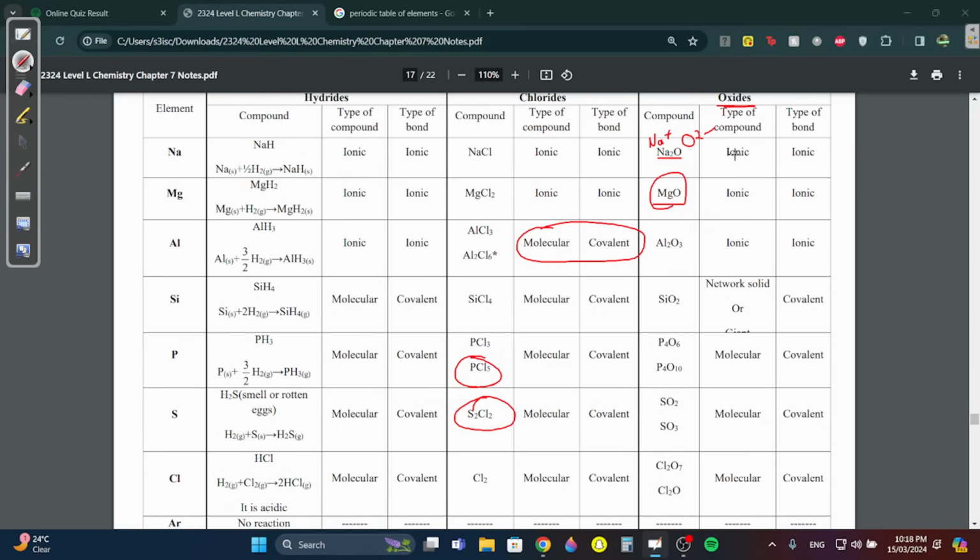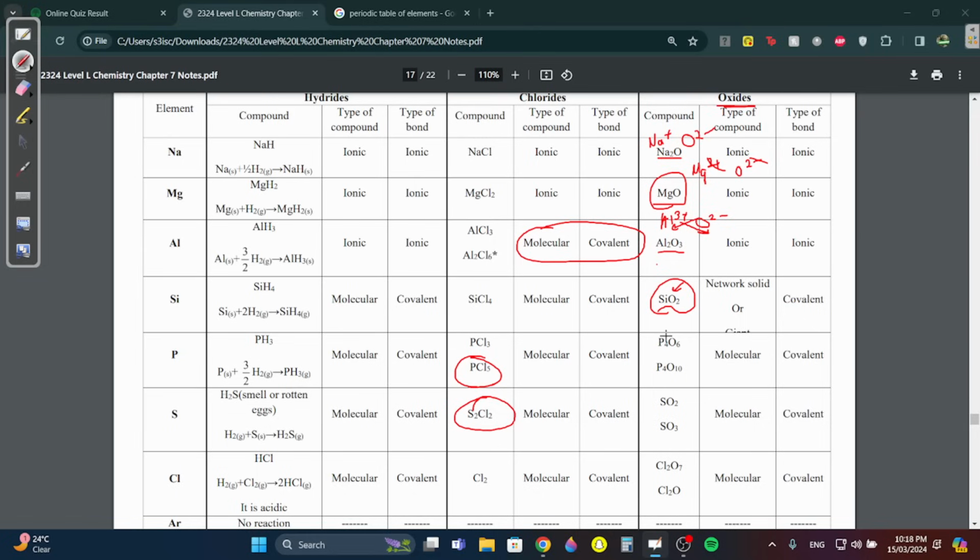By the way, when I'm talking about the cancel and the charge, I'm just not writing it because I think you guys should know it. They cancel out, MgO. Al2O3, Al3 plus, O2 minus, crisscross, 2 goes here, 3 goes here, Al2O3. SiO2, this is an exception. Silicon forms a network solid with oxygen and its formula is SiO2. But it's still a covalent bond, because network solids have covalent bonds.